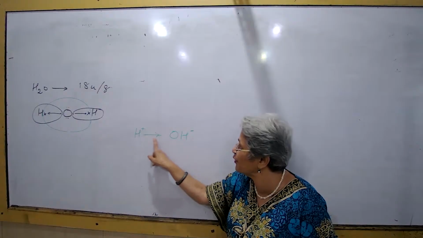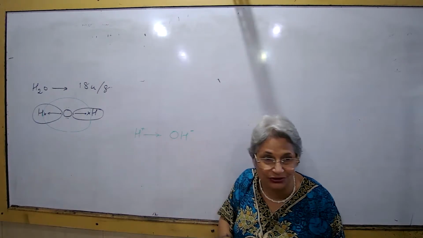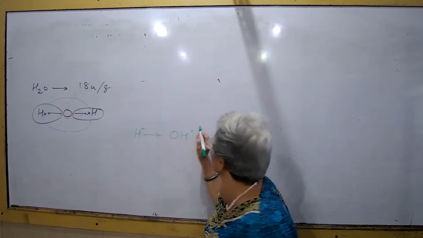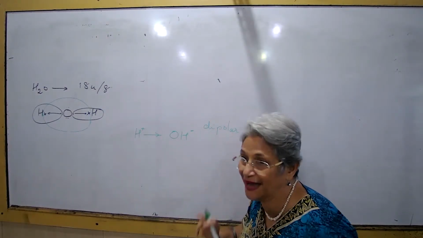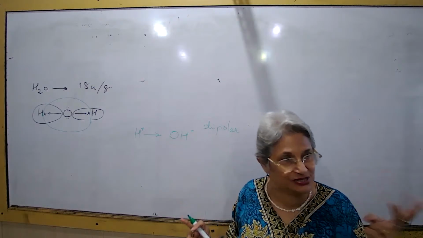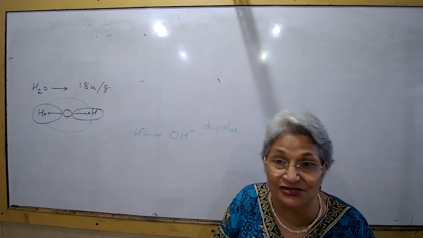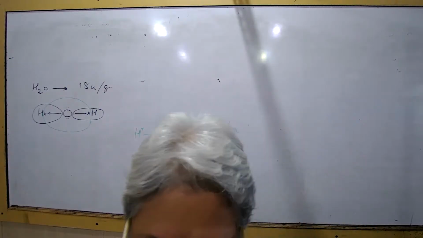So that means this bond has got two charges. So it is called dipolar. Di means two. Polar means charge. It has got two charges, positive and negative. Now, such a bond is very, very strong.